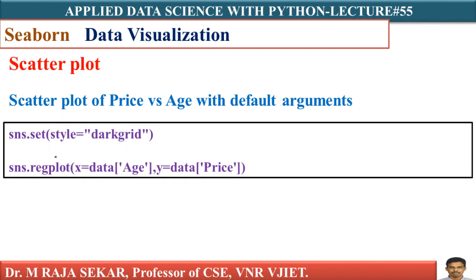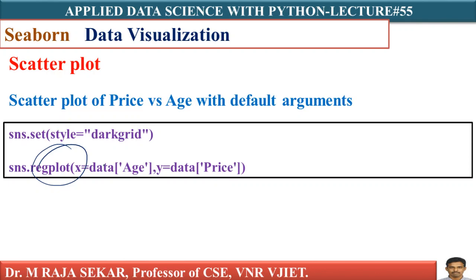So in order to do a scatter plot, the function to be used from Seaborn library is regplot. This is regplot, isn't it? Regplot stands for regression plot. Inside the function, you have to specify the variable for the x-axis and y-axis.